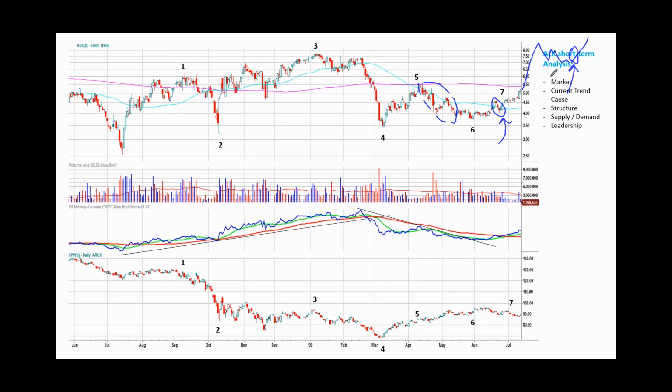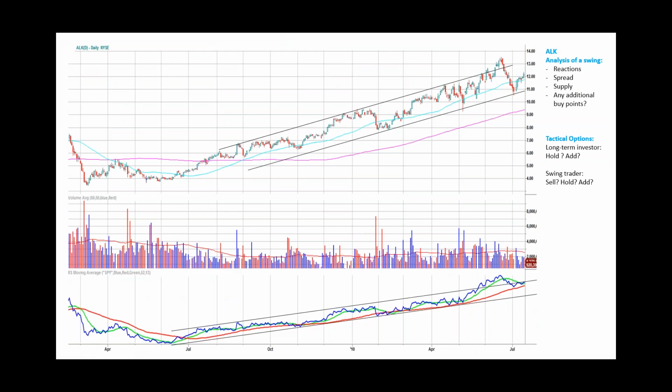Okay, so if this is our point of entry, let's look at what has happened afterwards. So we were talking about this bar right here, this bar right here, and we were saying that with any type of reactions, we want to consider maybe adding to the position. And on the way up here, we are going to have some places where we potentially can add to the positions.